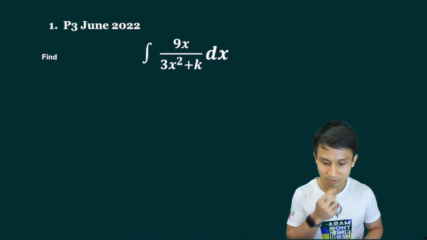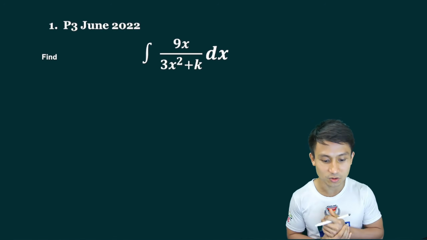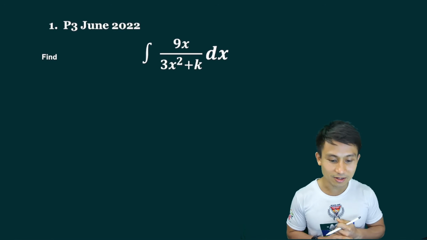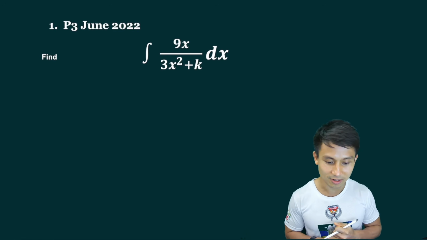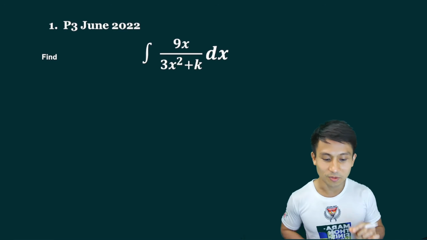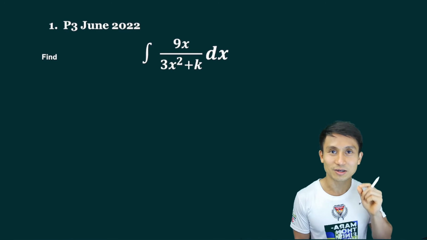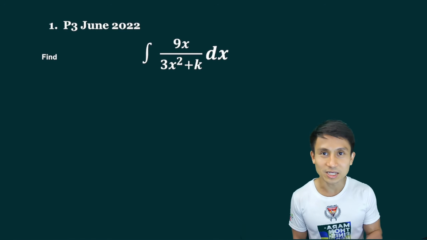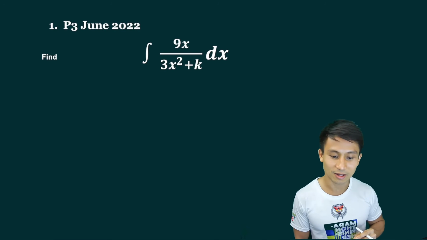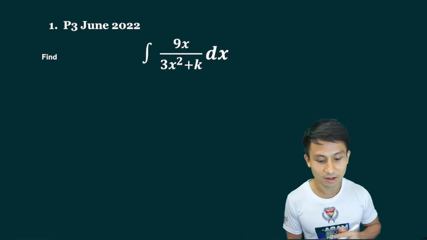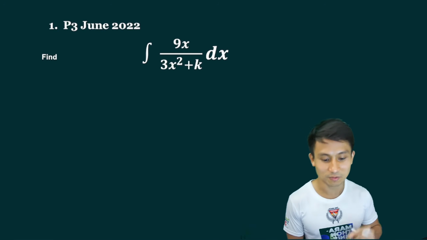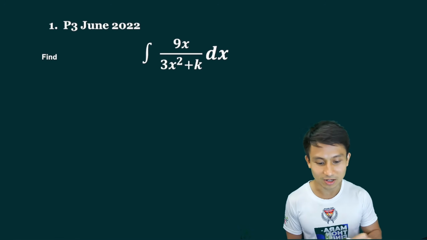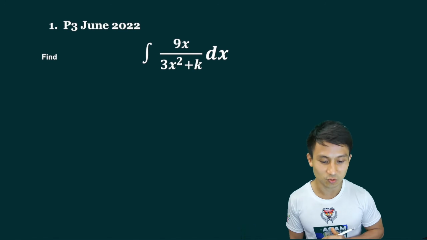So there you go. This is P3 June 2022. And it says find the integration of that, right? So, okay. But because this is just part of the actual question, that's why you see k lurking around there. Actually, there is a follow-up question there. But we're just going to keep k there, right? Because I didn't want to change anything of this actual question.